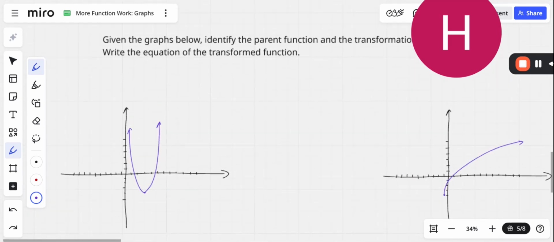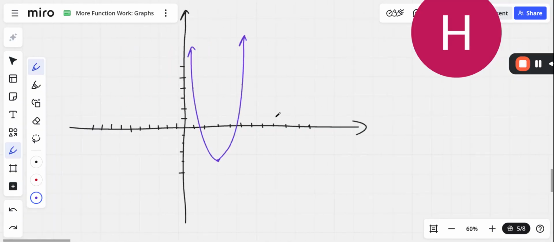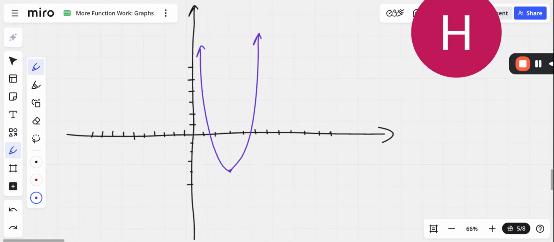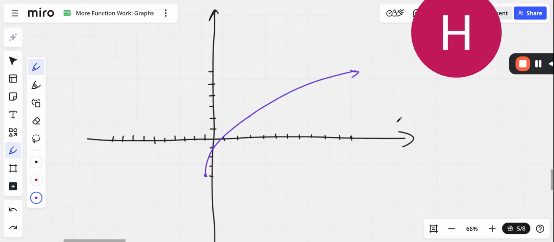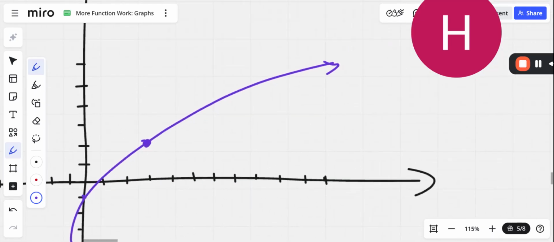You can pause the video when you want to, take a close glance. Given the graphs below, identify the parent function and the transformations, and write the equation of the transformed function. So I'm going to go through these so that you can either pause the video, take a mental image, plot some important points that you might notice. I'll go through all of these functions. I do have some dots emphasized, like a dot here at 3, 2. And there's another dot somewhere around here at 8, 5.